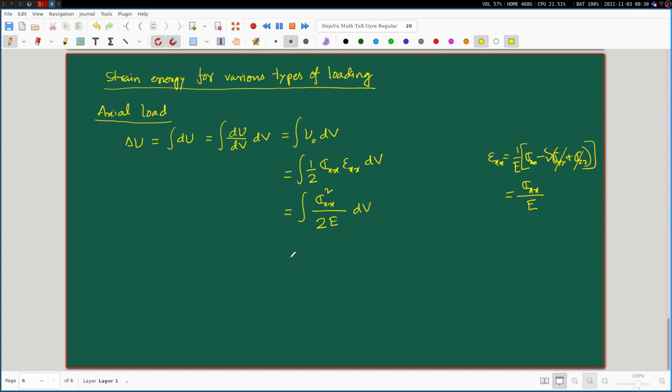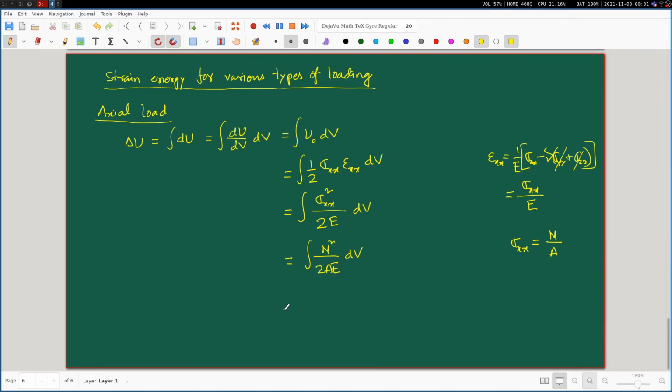Now, because we are considering the sigma xx arising due to our axial load, let's say the axial force is capital N. Then sigma xx, if you view it like the average normal stress, simply becomes N by A, where A is the cross-sectional area of concern. If you just substitute this expression here, it becomes a very neat and clean expression, and this is something which we actually use while solving problems.